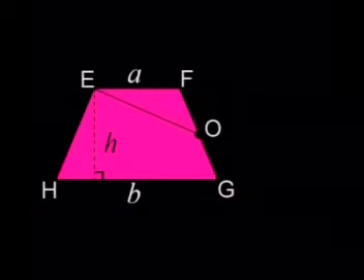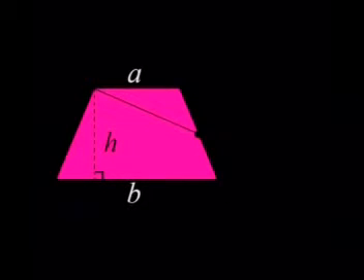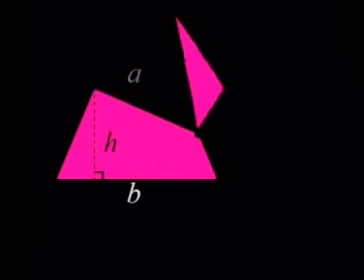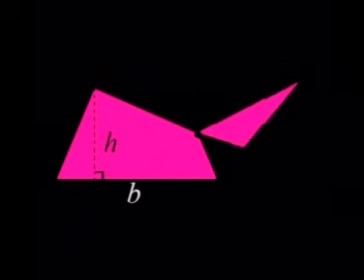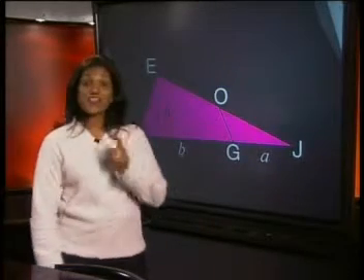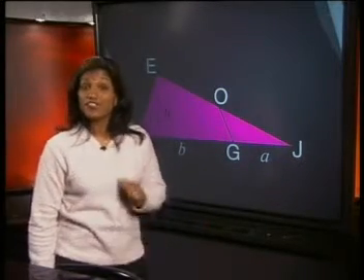Now I can draw in a line connecting E to O so that we get triangle EFO. Rotate triangle EFO around the point O and align FO with OG. Call this point here J. That gives you the new triangle EJH. Great! We've made a triangle from a trapezium.